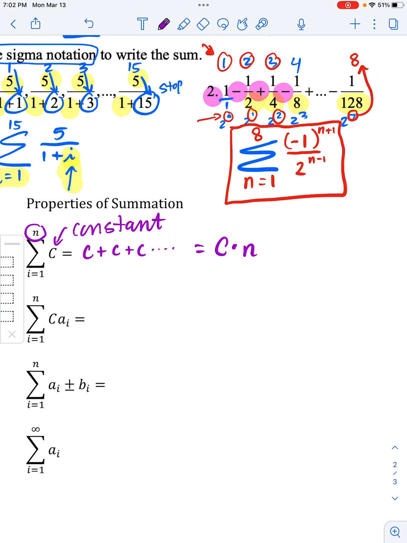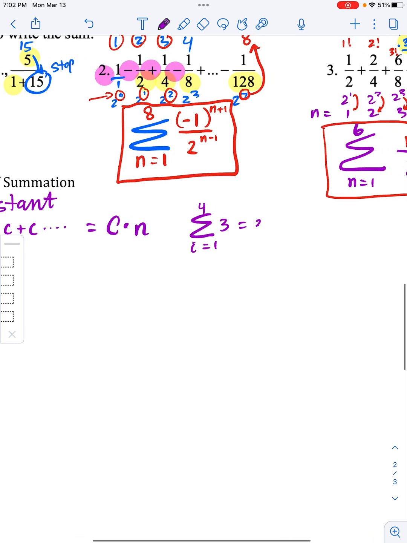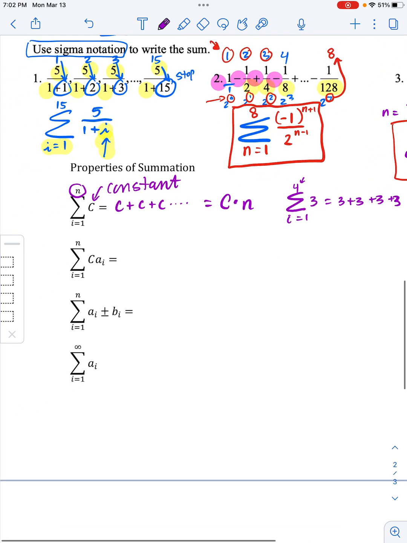What does that mean? Let's say you went from I equals 1 to 4, but you're using 3's. If I go to do that, my first term is a 3, my second term is a 3, my third term is a 3, and my fourth term is a 3. And I'm supposed to stop when I get to the fourth term. So I have four 3's. So I'm multiplying my constant by the number of them that I used. So that's what that notation means.